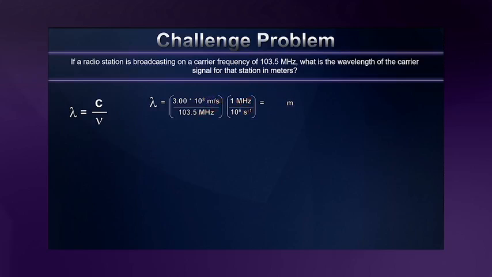So now I can run the math. The speed of light divided by 103.5 megahertz, with a correction factor for the fact that megahertz is a million hertz, I get about 3 meters. So the wavelength of that radiation carrying the radio signal to me is about 3 meters long. It's taller than I am.